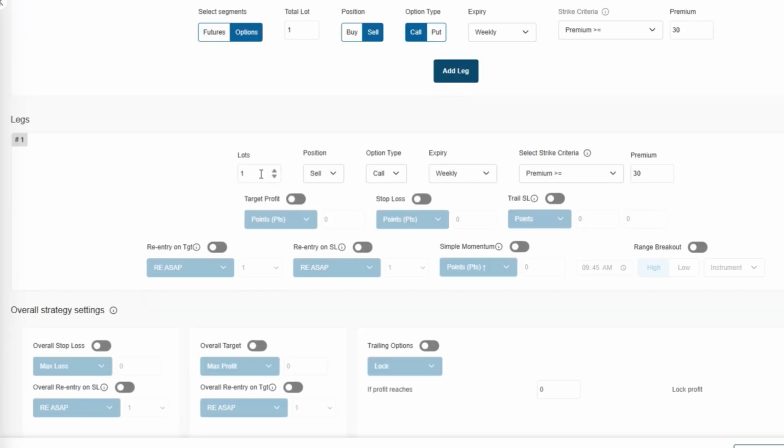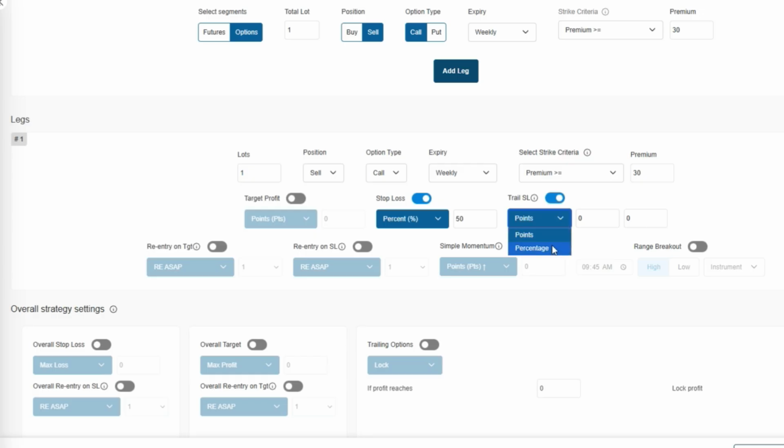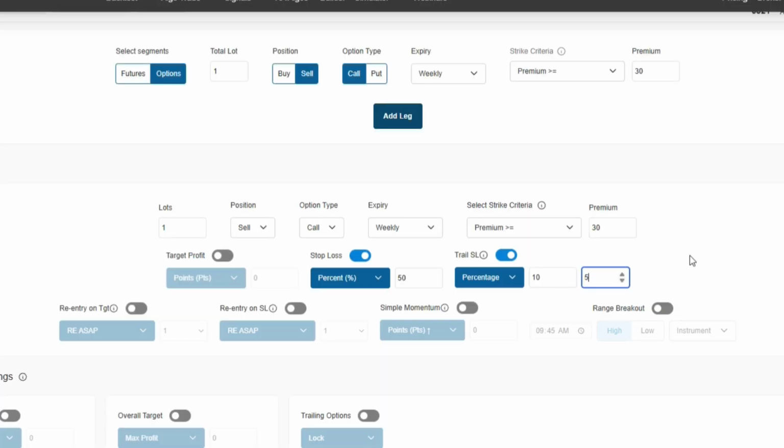So you can see: sell, call, expiry is weekly, and then premium greater than or equal to 30. For stop loss, I am going to pick 50% stop loss. And for trailing, I will use 10% and 5%. That means whenever price moves by 10%, stop loss is going to be moved by 5%.